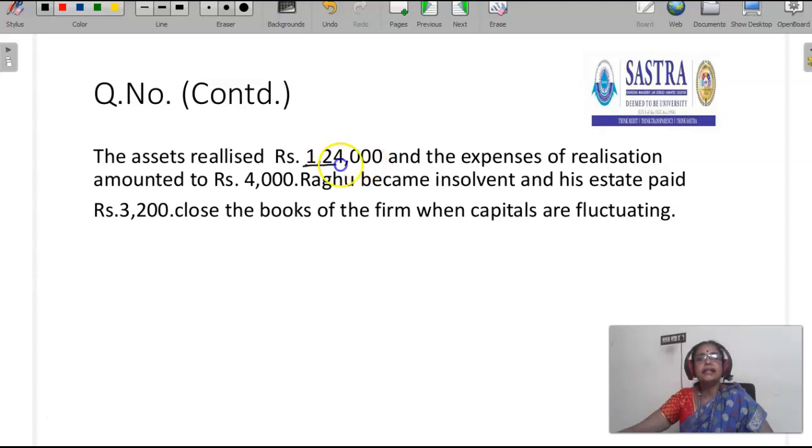The assets realized 1,24,000. Expenses of realization amount to rupees 4,000. Raghu became insolvent and his estate paid rupees 3,200. Close the books of the firm when capitals are fluctuating. They are following the fluctuating capital method. Assets realized is 1,24,000. The P&L account is given on the asset side. Then expenses of realization are 4,000 rupees. Raghu is an insolvent partner. He brings cash to the extent of 3,200.